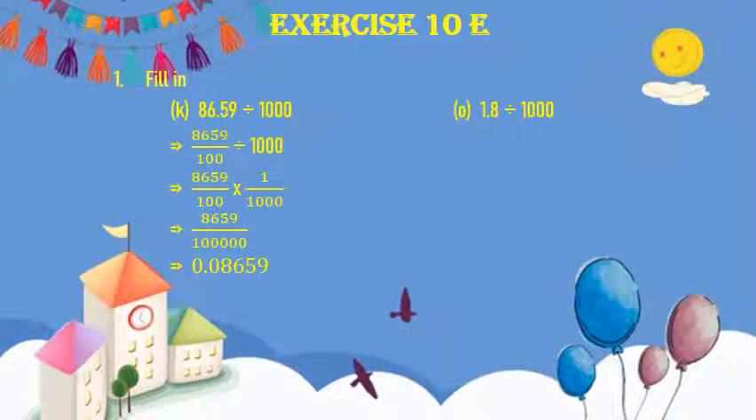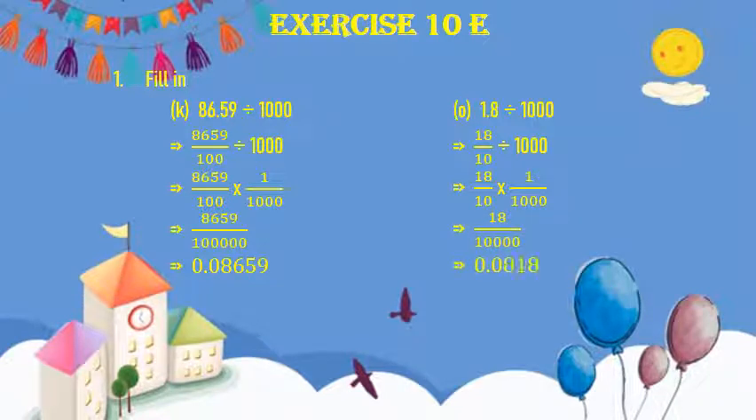Now let's do the O part of question number 1. Here 1.8 divided by 1000, right? So 1.8 can be written as 18 by 10 divided by 1000. 18 by 10 multiplied by 1 upon 1000, which in turn is equal to 18 by 10,000, which can be written as 0.0018.